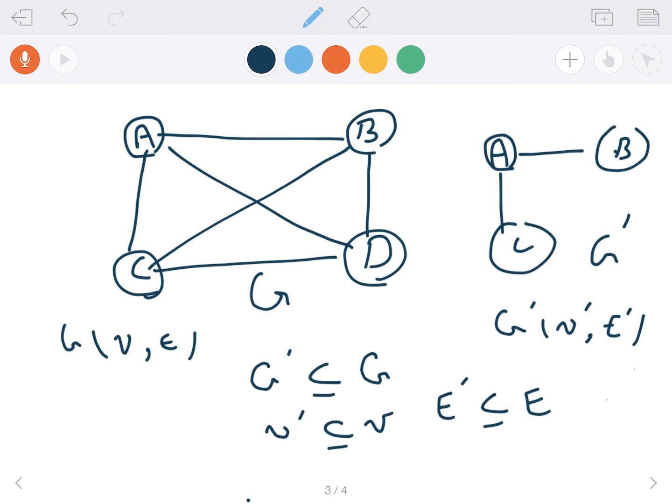Also, let's talk about trees again. Here the graph G prime is also a tree. A graph G that doesn't have a cycle or a circuit is called a tree. All the trees that we learned so far, like AVL trees, binary search trees, and binary trees, are also graphs. A graph with no circuit or no cycle is called a tree.